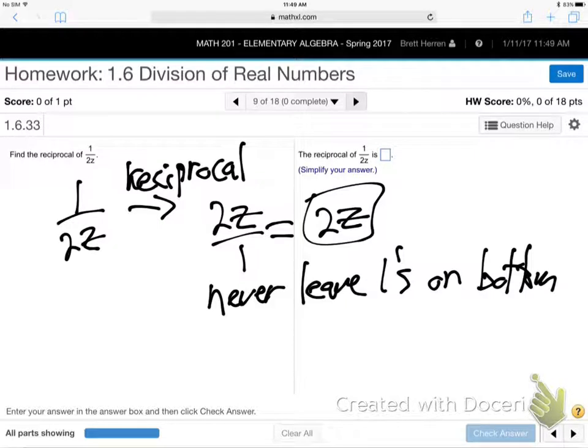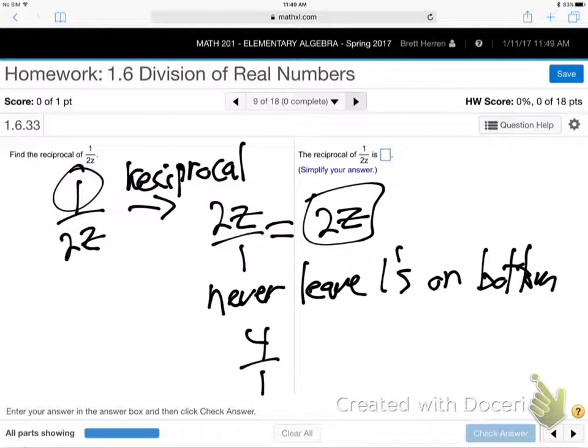Why not? Who says? So we leave 1's on the top? Right, we do. We leave 1's on the top, but we don't leave them on the bottom. It's just because it's true. All the rules in math, we're just following what's true. Z's are weird, letters are weird. Just think about a normal number like 4.